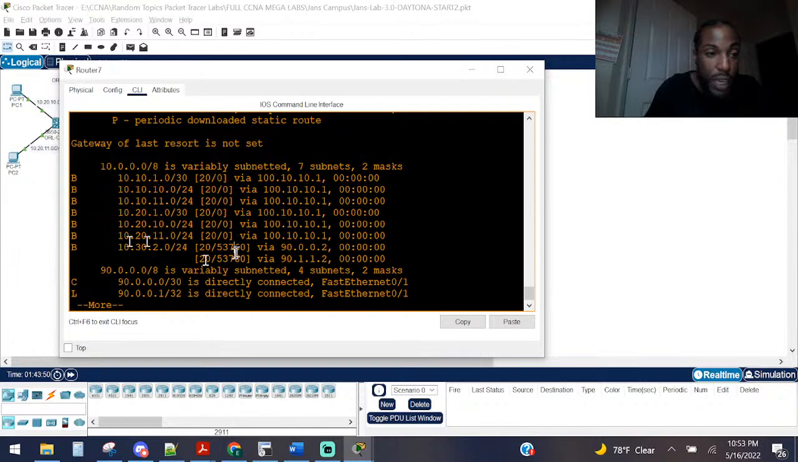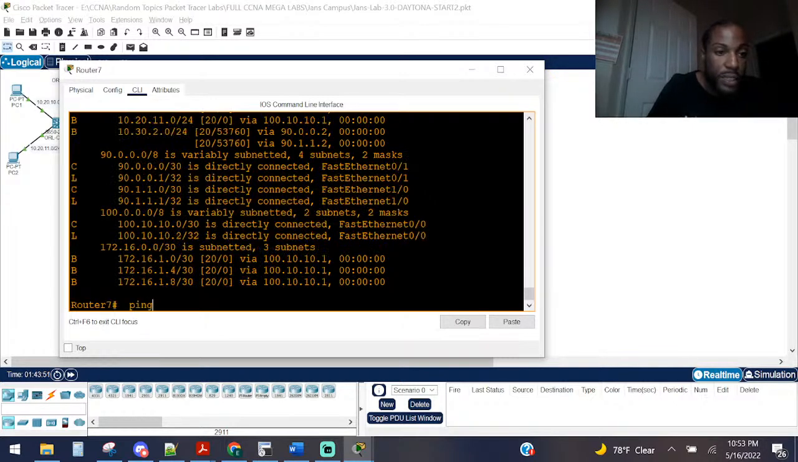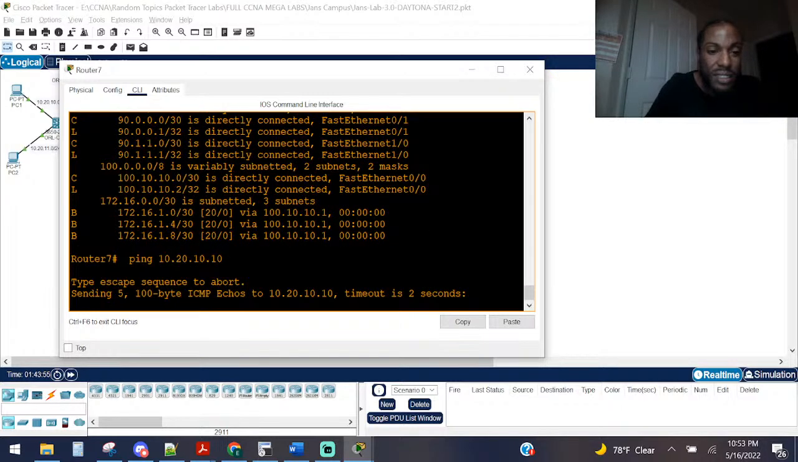Can he ping? Let's see if he can ping Orlando or Tampa. 10.20.10.10. Nope. Somewhere the problem has got to lie in router 5, man. This is tricky right here.